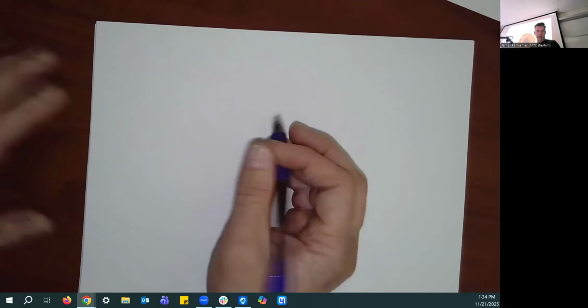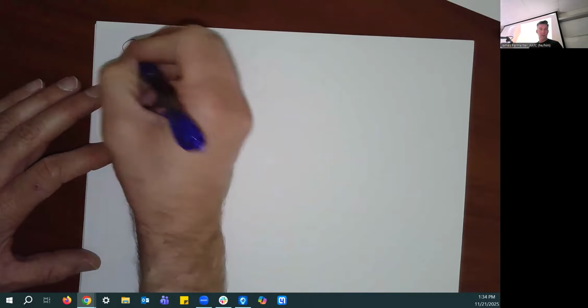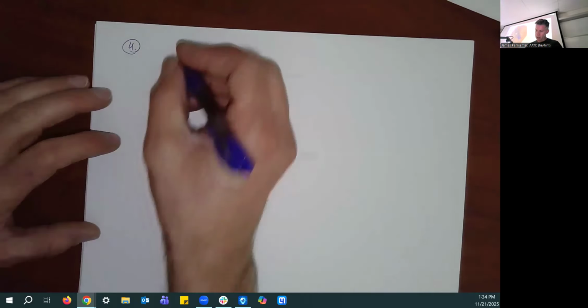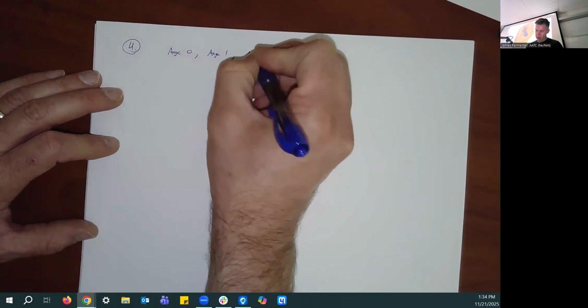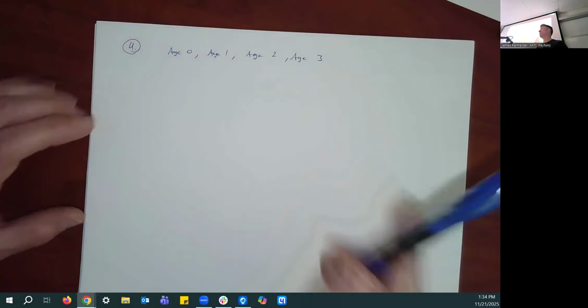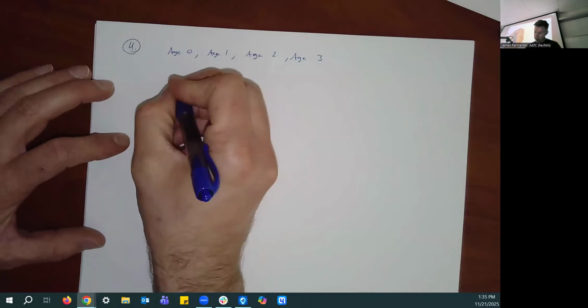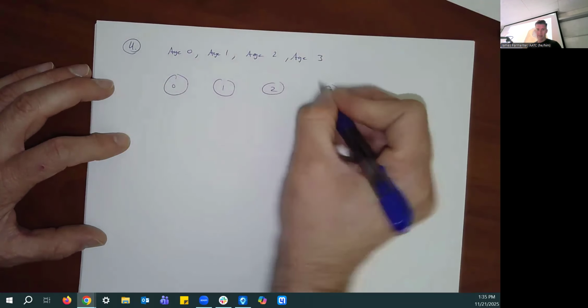It's a little bit long, but let's read the question and write down what's important. So assume that the population is divided into 4 age classes. So we have age 0, age 1, age 2, and age 3. And even though this problem isn't asking me to do it, I'm going to draw the matrix diagram because I think that's helpful. So I'm going to have my 0s, my 1s, my 2s, and my 3s.